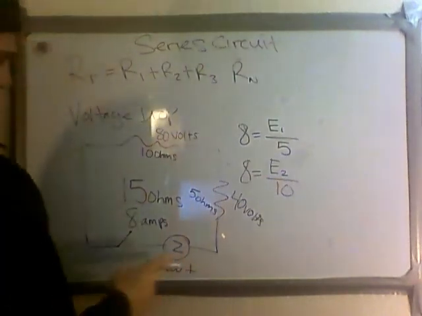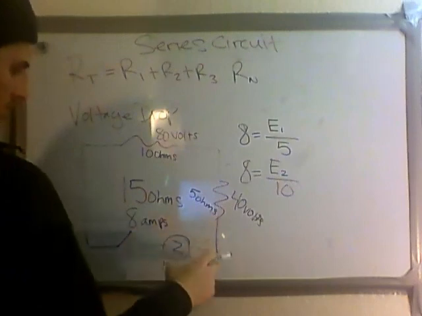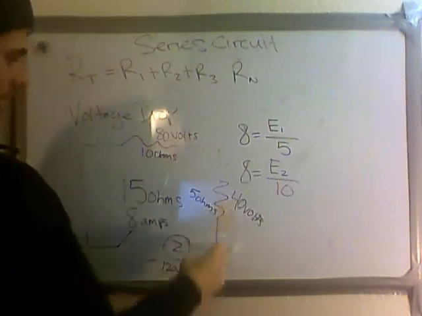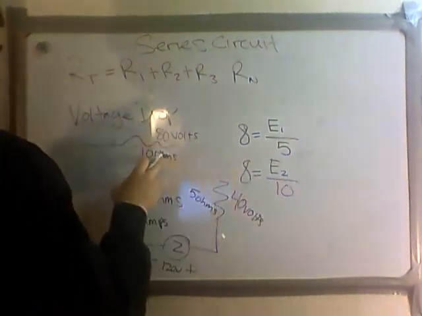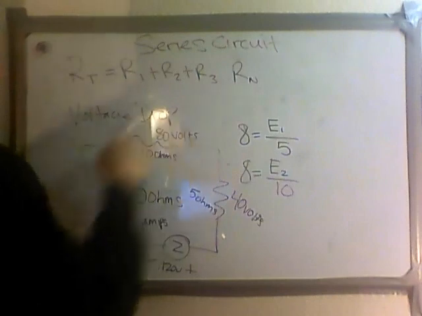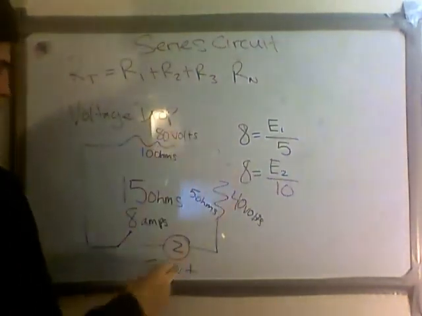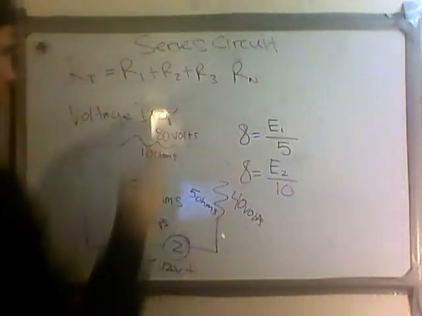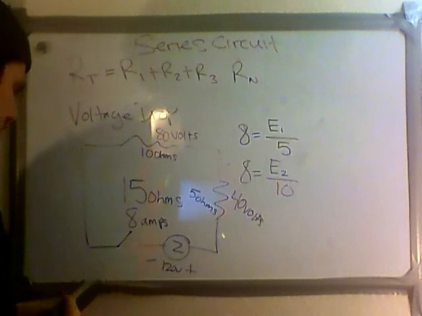In other words, electrons leave the power supply, travel through this load, and after leaving it they experience a voltage drop, and leaving this load they experience another voltage drop. So these two should equal the total voltage of the power supply, and that's basically what voltage drop is inside of a series circuit.